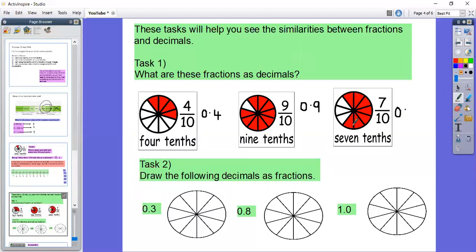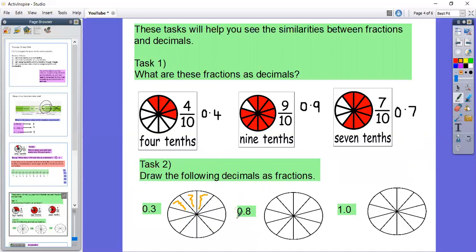And then there are 7 shaded in, so 0.7. Let's do this in a different color. So draw the following decimals as fractions. Here there are no wholes. I haven't got any ones in my ones column, so I know I wouldn't shade in all of them, but I have got 3 tenths, so I would shade in 1, 2, 3.